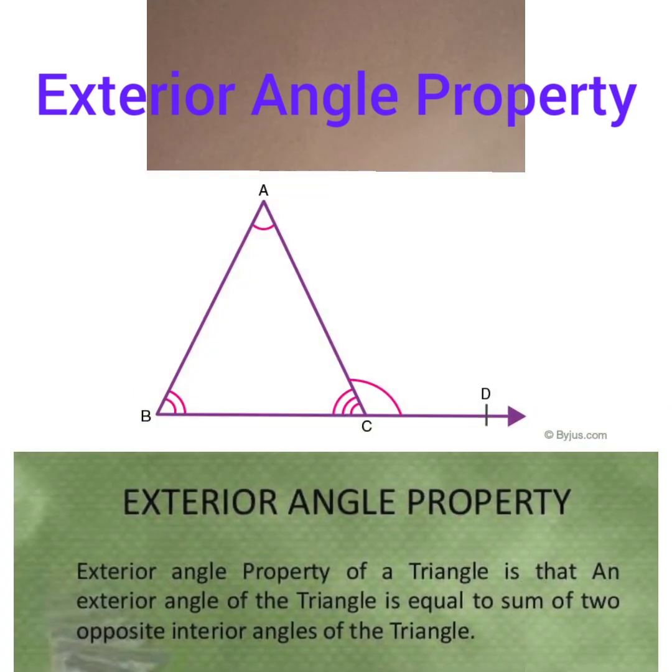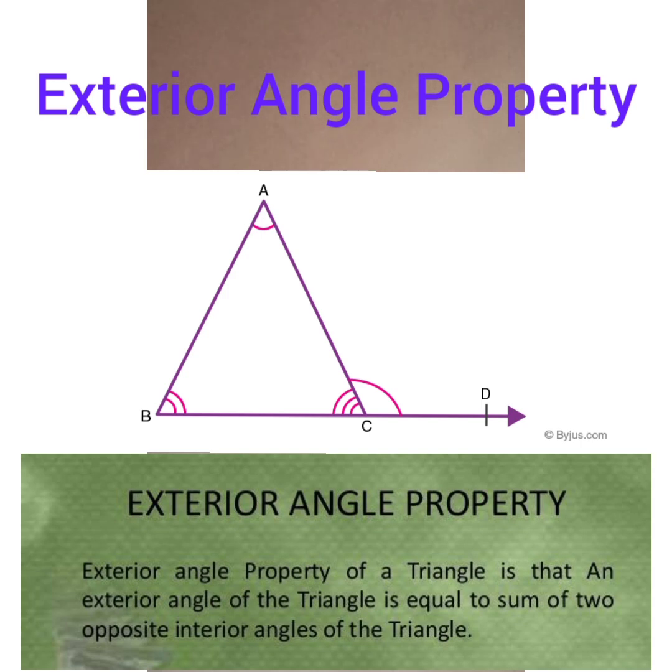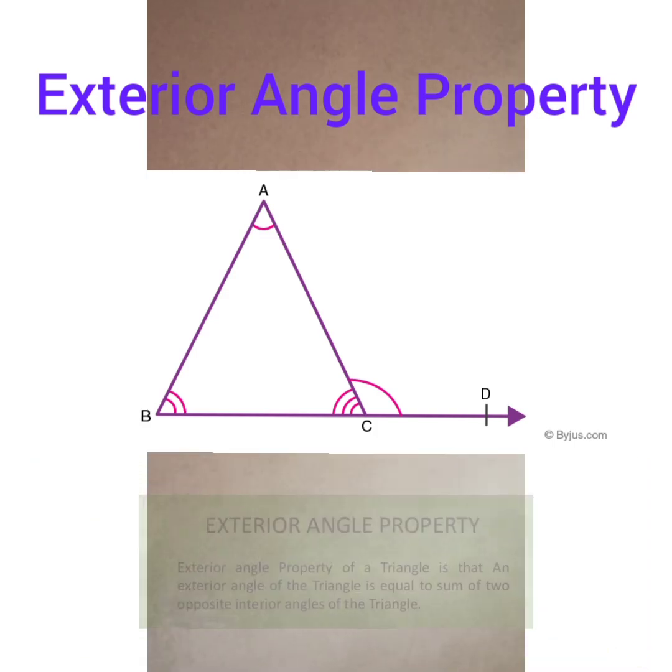Now let's discuss the second property of a triangle. The exterior angle of a triangle is always equal to the sum of the interior opposite angles, and this property of a triangle is called the exterior angle property. To verify this property, we are going to do one activity. Now let's see the activity.